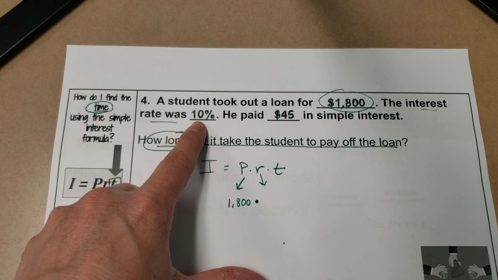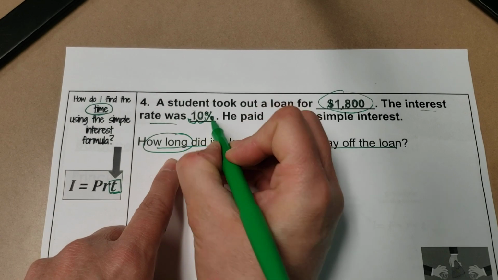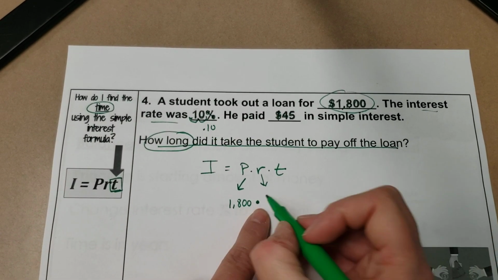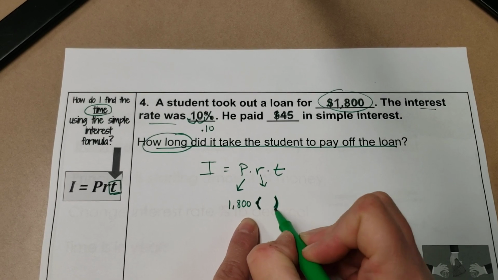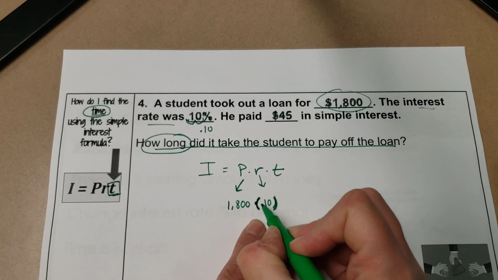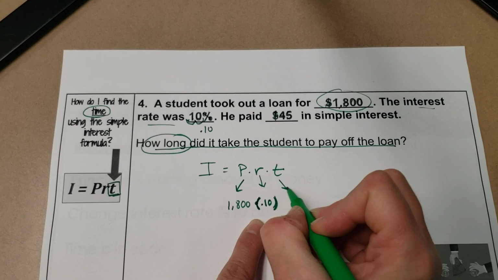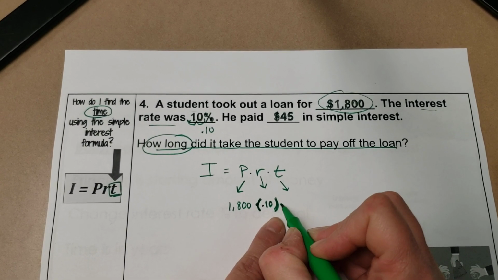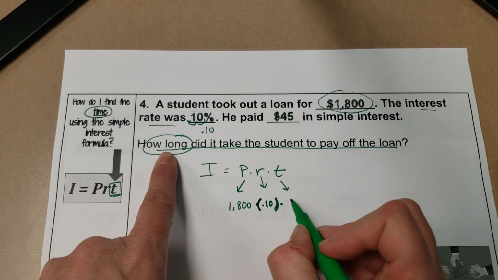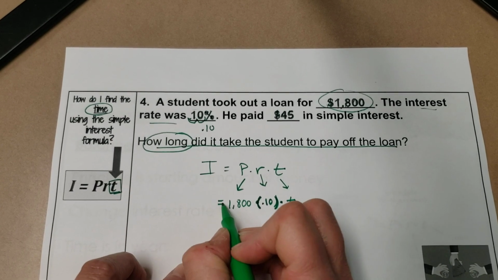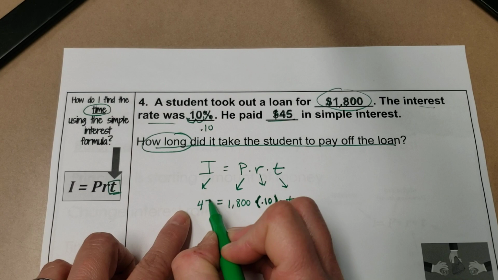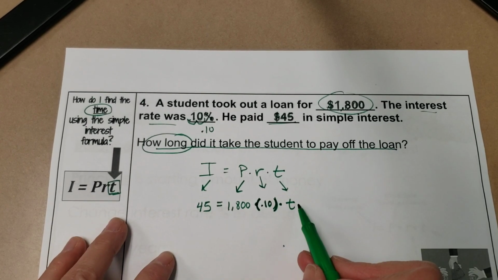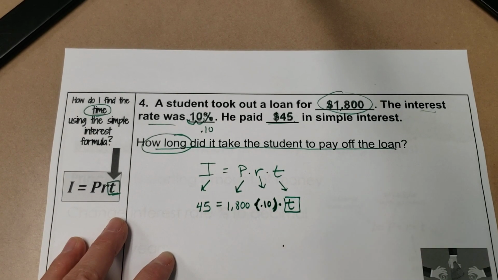What are we going to change 10% into? A decimal. So we're going to take off the percent sign and write 0.10. Maybe I'll use parentheses. Sometimes that helps if there's a decimal because we know that's multiply, 0.10. And then we have to multiply that by time. Do we know time? No, we don't, because we're asked how long. So we'll just use a T. And then that equals the interest. Do we know the interest paid? Yes, $45. So I plugged in all the numbers that I do know, and the unknown number is time.